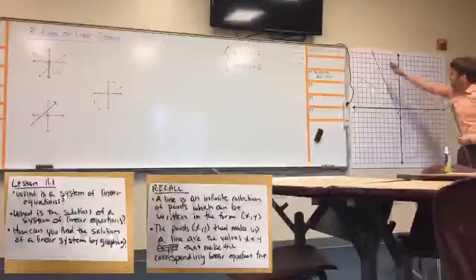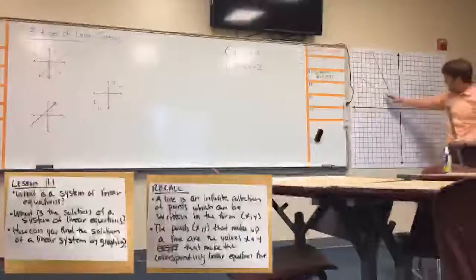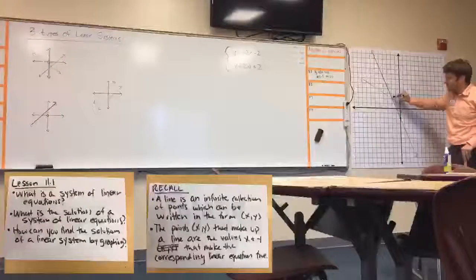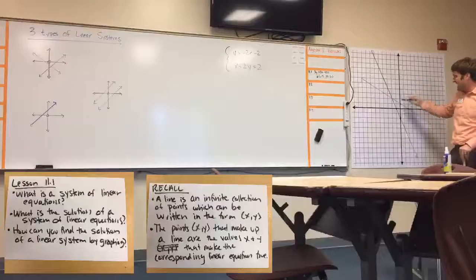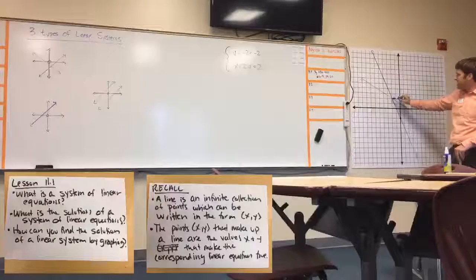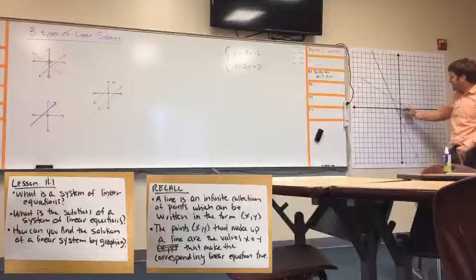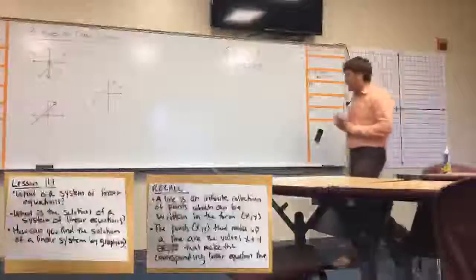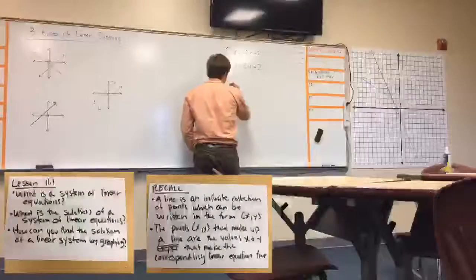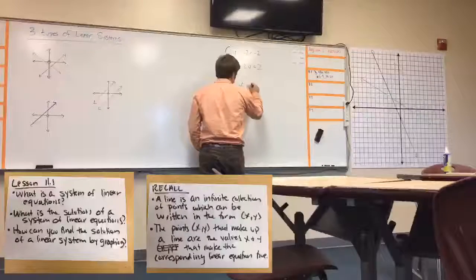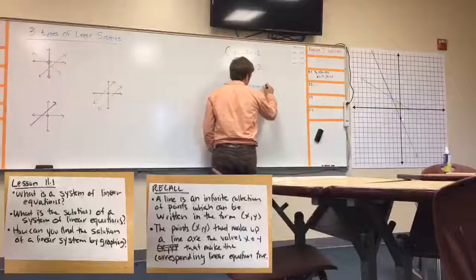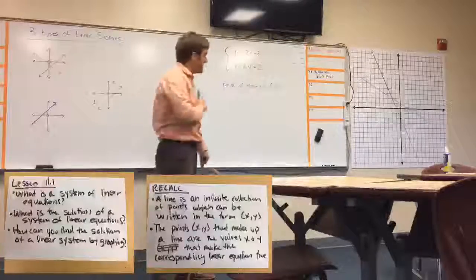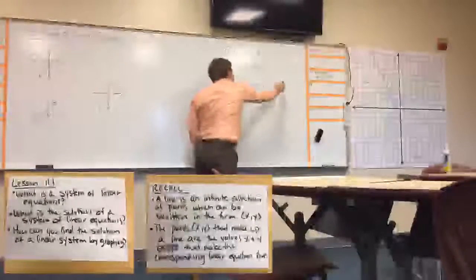Now I have a black line and a blue line, and I see that I have a consistent independent system. They intersect at exactly 1 point. I didn't graph it perfectly, so my intersection isn't right on this point, but I think it's negative 2, 2: left 2, up 2. So I think my point of intersection is negative 2, 2.